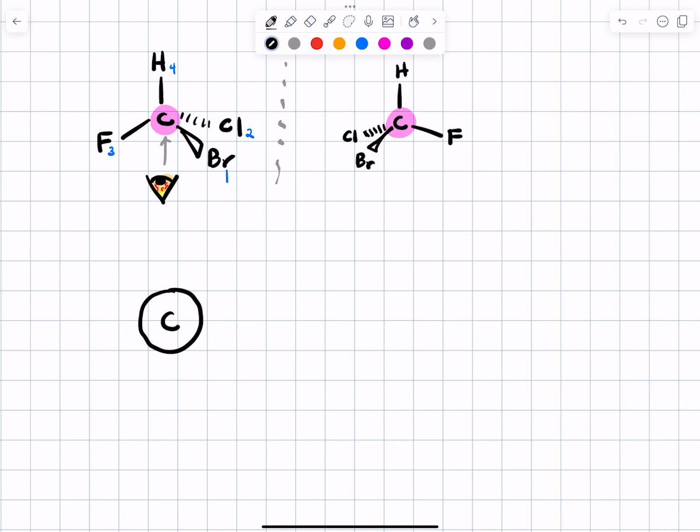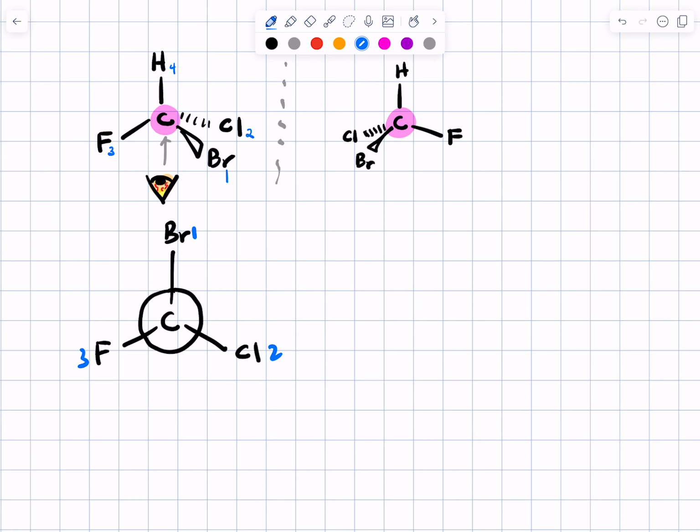So we draw the carbon in the middle. The hydrogen's going back into the plane of the page. We can't see it. The bromine should be here because we're sort of tipping ourselves down into the plane of the page and looking at it. The chlorine should be to our right and the fluorine should be to our left. If that's hard, you need to work with one of these until you get it. All right? So again, you've got groups 1, 2, and 3.